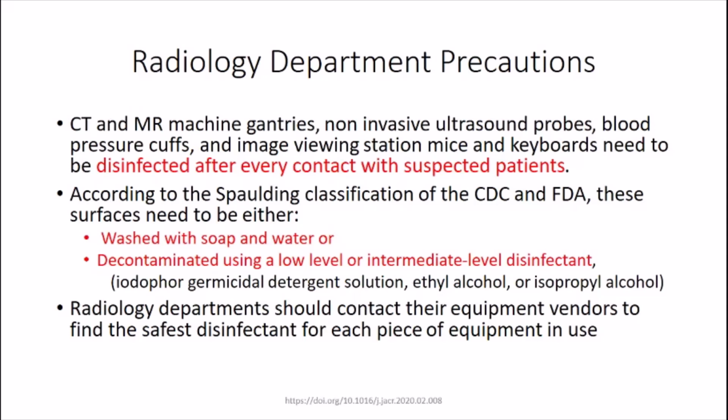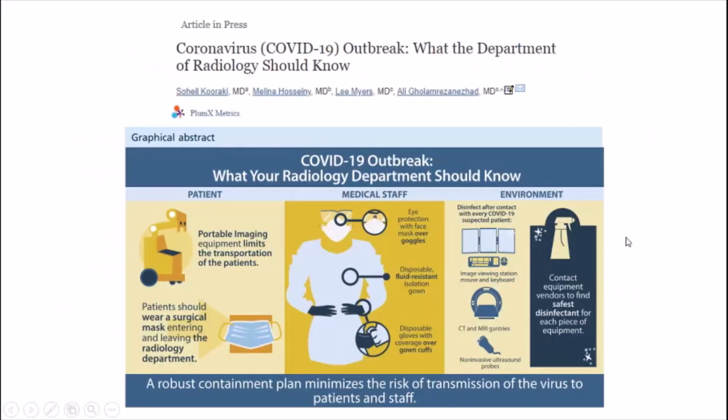According to the Spaulding classification of the CDC and FDA, these surfaces need to be either washed with soap and water or decontaminated using a low-level or intermediate-level disinfectant, such as ethyl alcohol, which is very common and readily available in all of our hospitals. So you just wipe the surface, that's it. But also you should ask your equipment vendors what is the safest disinfectant to use for each equipment, to minimize the damage to these equipments.